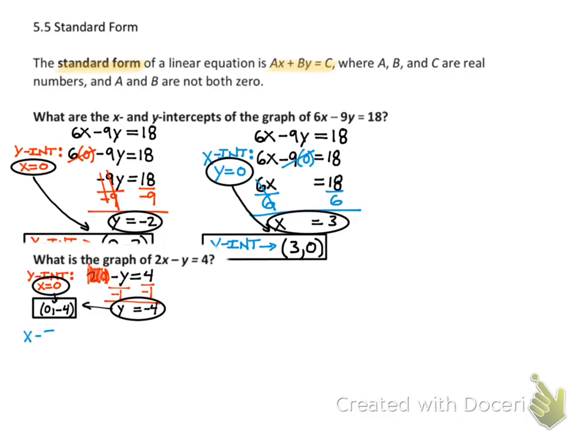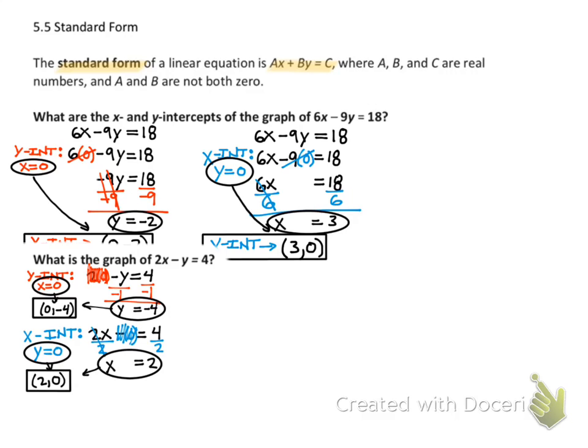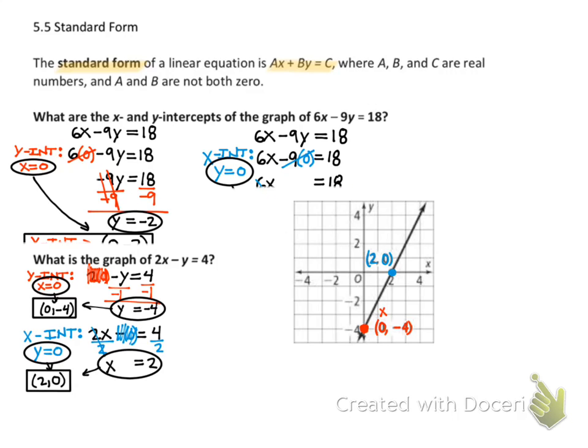Then for the x-intercept, we're going to plug in y equals 0. So here 2x minus y is equal to 4. Substitute 0, and now we get 2x is equal to 4. So divide both sides by 2. This then gives us the coordinate x equals 2, y equals 0. So to see the graph of this then, we just plot the 2 points. You can see there's 0, negative 4 is where we cross the y-axis, and then the blue point, 2, 0 is where we cross the x-axis.